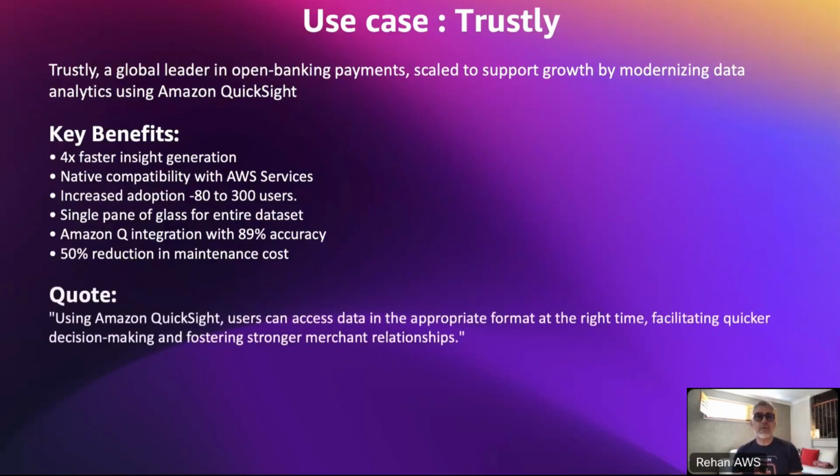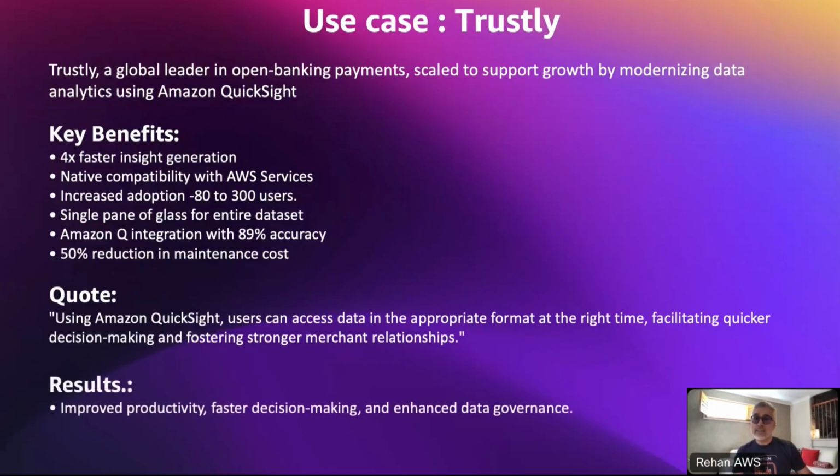In their own words, using Amazon QuickSight, users can access data in the appropriate format at the right time, facilitating quicker decision making and fostering stronger merchant relationships. Results: improved productivity, faster decision making, and enhanced data governance.